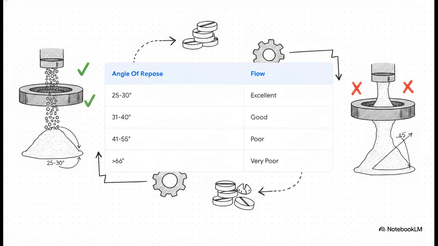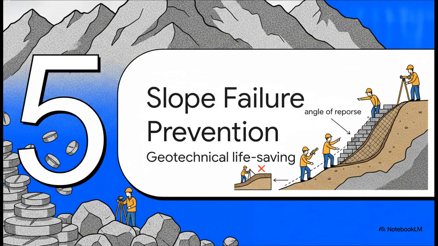Looking at data from LFA tablet presses, if a powder has a low angle of repose, say between 25 and 30 degrees, it flows excellently. But if the angle exceeds 45 degrees, the material is way too cohesive and sticky. It will bridge and clog the machines. If a mix tests that high, manufacturers literally have to add special flowing agents or agitate the machinery just to keep production moving. Which brings us to Section 5, Preventing Earth Slope Failures, Geotechnical Life-Saving.